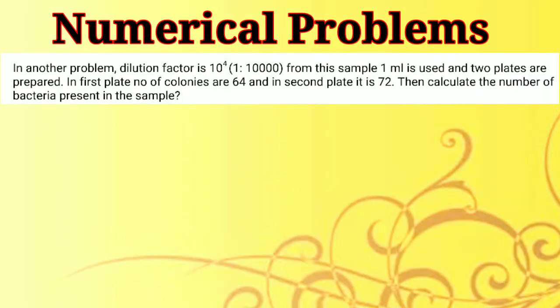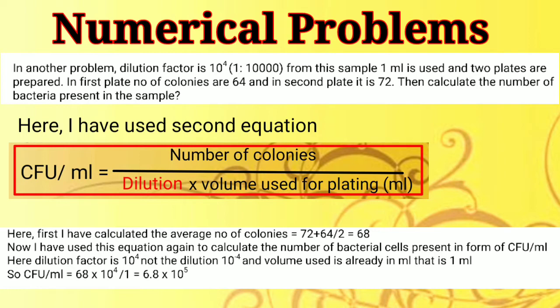In another problem, dilution factor is 10 to the power 4. From this sample, 1 ml is used and 2 plates are prepared. In the first plate, number of colonies are 64 and in the second plate, it is 72. Then calculate the number of bacterium present in the sample.